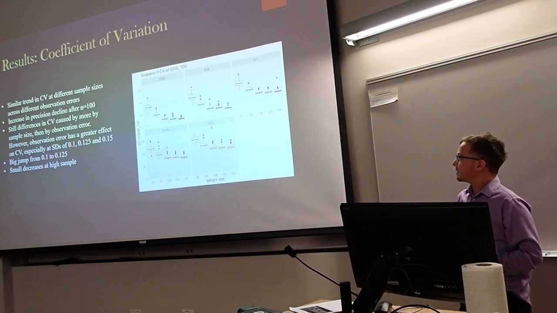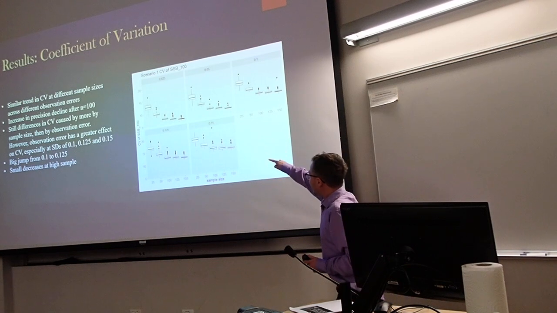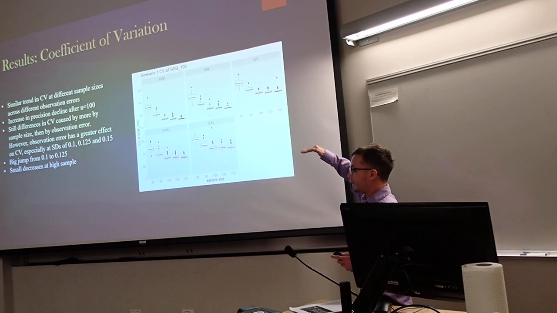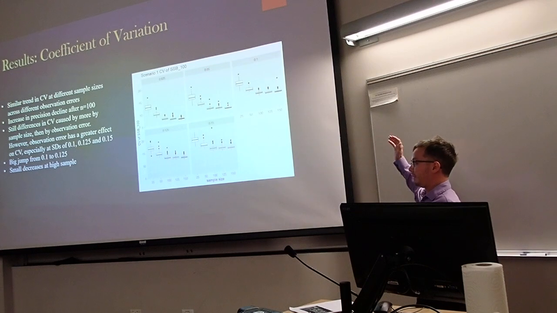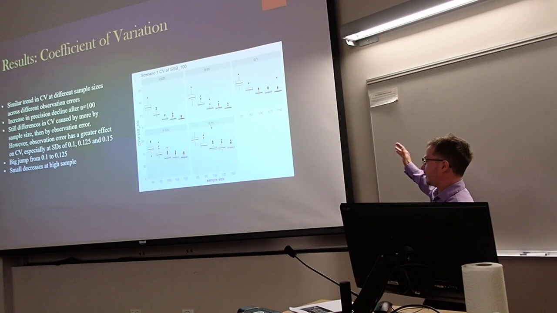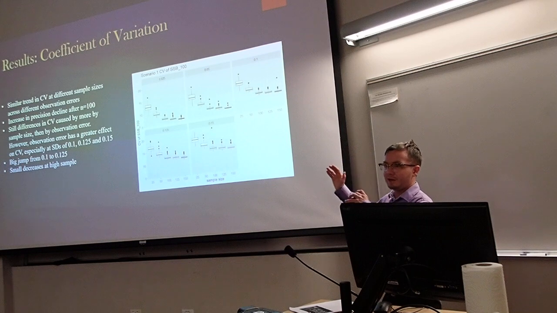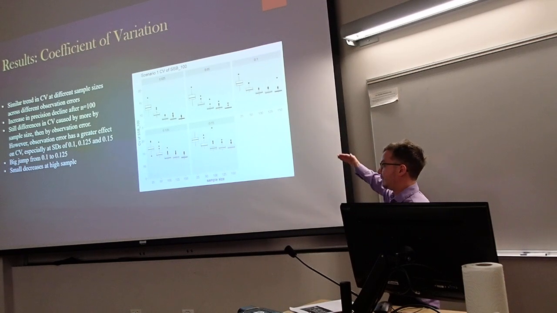The other thing that you can see is kind of the hockey stick. You get lower and lower coefficient of variation as you get greater observation error, or as you get a greater sample size, but the gain you get in decreased coefficient of variation starts to decline.